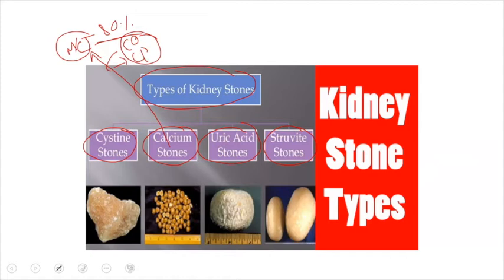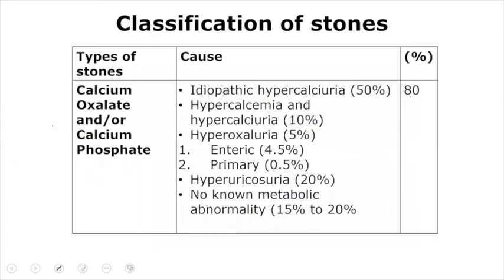The next stone that is very common is the struvite stone. Struvite stone is the next most common stone, followed by uric acid stone, and the last one is cystine stone. We can also see other stones which do not belong to these types. So let us start our discussion with calcium stone.